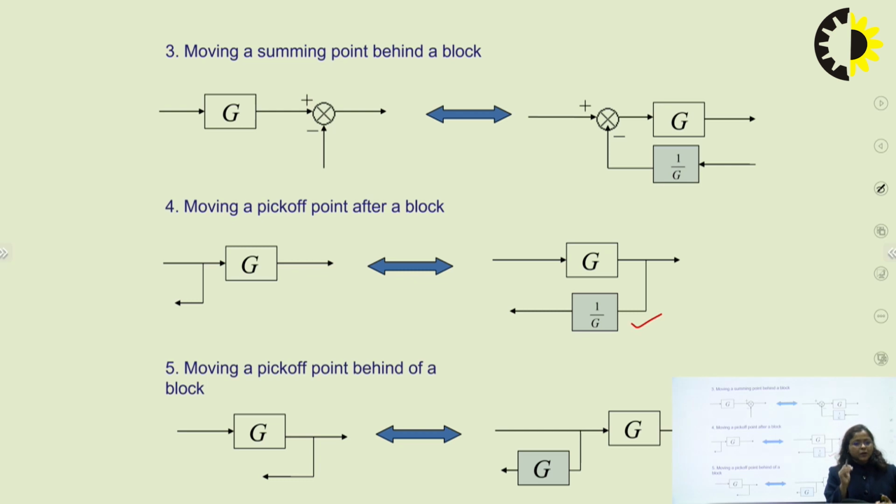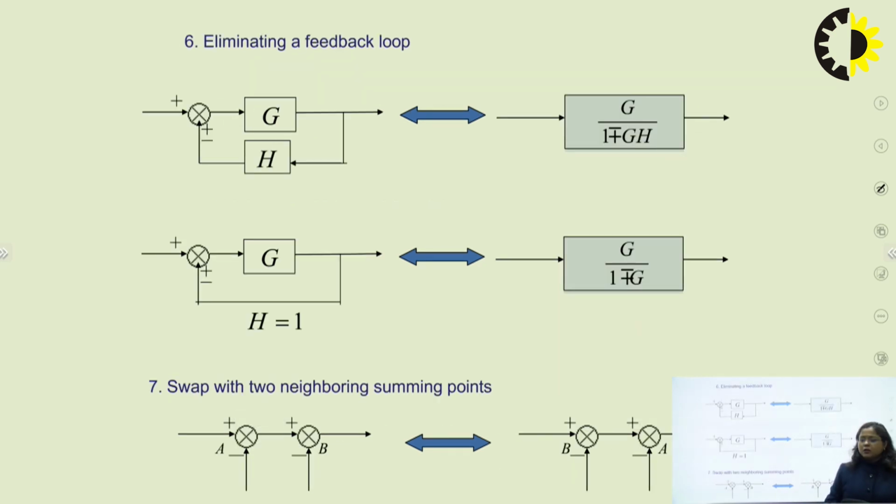feedback gain is multiplied by forward path transfer function. And to move a summing point behind a block, feedback gain is divided by forward path transfer function. And for takeoff, it's just the reverse. We have already seen the case of feedback. Now if the two summing points are in cascade or in neighbor, they can be simply interchanged without any modification.